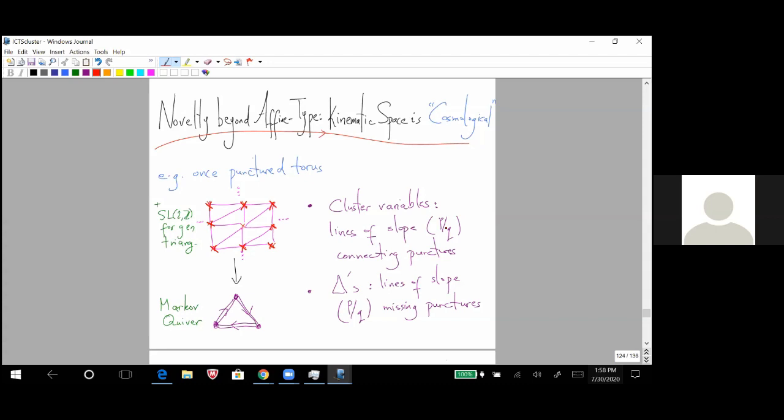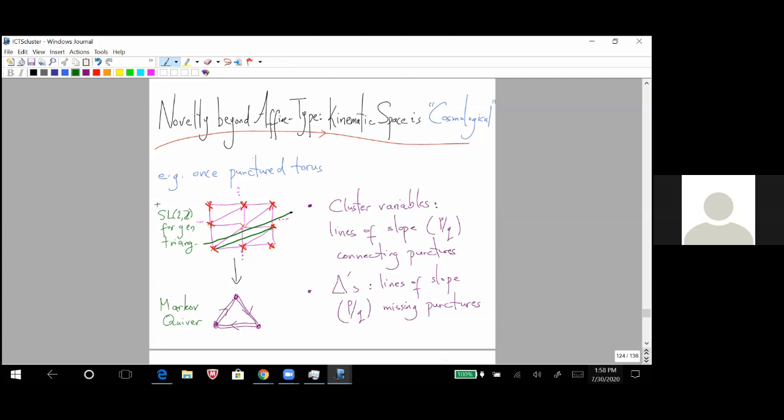Okay? So those are the cluster variables, but there's also a delta associated with exactly the same data. That's because I can also get a delta. So maybe this is a cluster variable, but I get a delta, which is a closed loop on the surface that just doesn't go through the punctures. So that is a closed loop, sort of parallel with slope P over Q. It doesn't go through the punctures. It's just a closed loop on the torus. So you see here, there's already infinitely many cluster variables and infinitely many deltas.